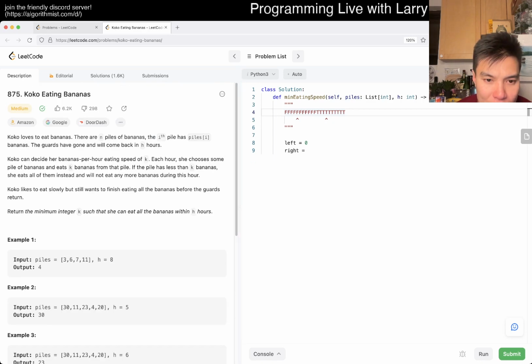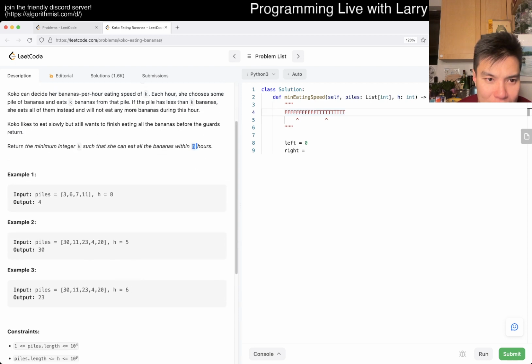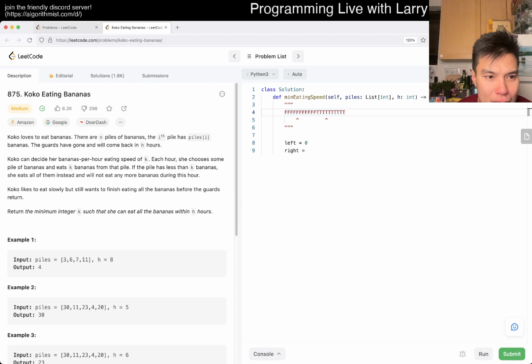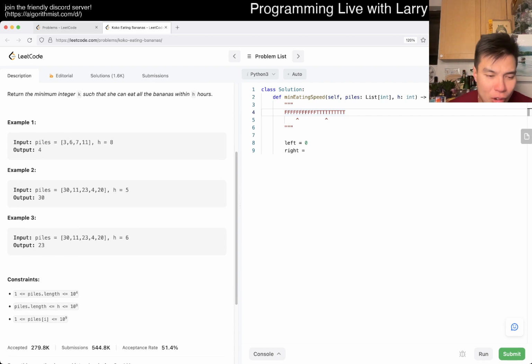So that means that, let's say H is 1, maybe, then K will have to be, and piles is 10 to the 9. Wait, sorry, let me double check on the thing real quick. Yeah, okay. It's just a rounding thing. I was just looking up the rounding rules.